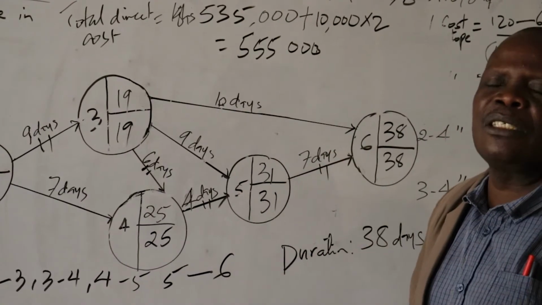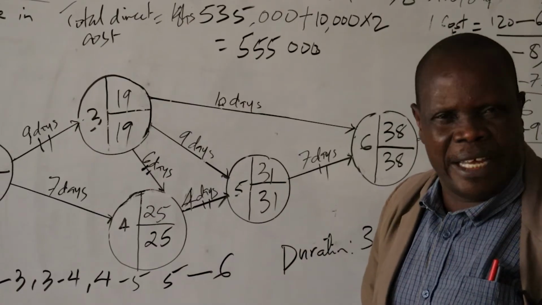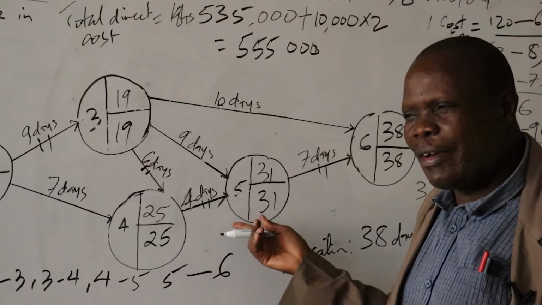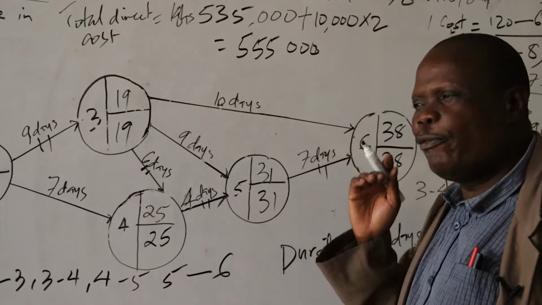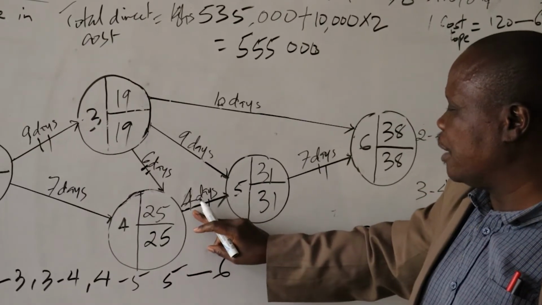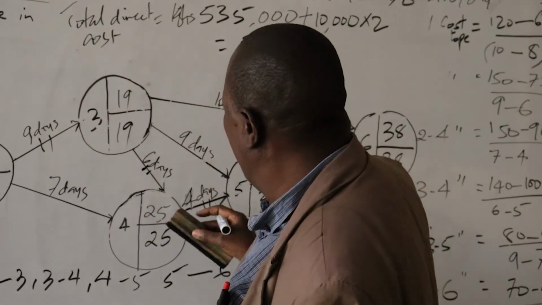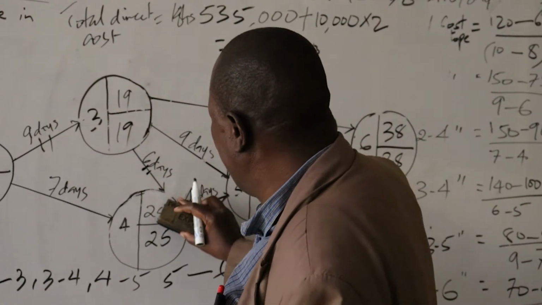Because we have crashed it, we draw another network. Another network is to be drawn because originally it had 6 days before crashing. Now it has been crashed to 4 days. Let us see what happens here. Now we draw another network diagram.